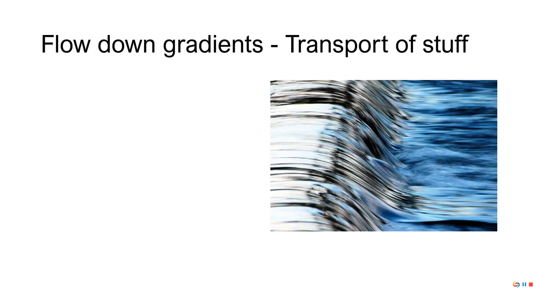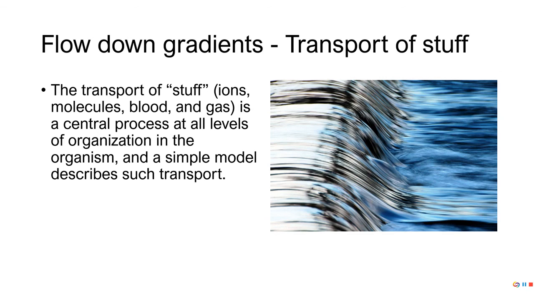Now, the joke in 220 and even in 381 last semester is that my favorite core concept is flow-down gradients. And this is really how things move. Flow-down gradients is the transport of stuff. So ions, molecules, blood, gas, anything else that you can think of. Without the movement of these things, nothing happens, right?